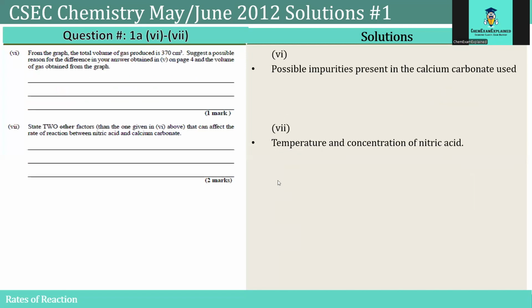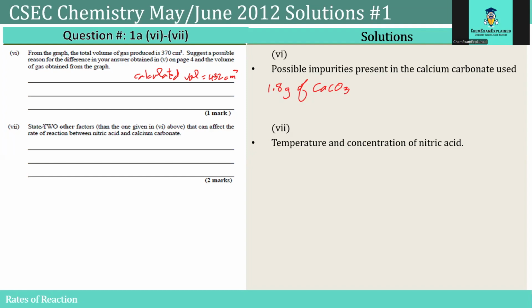So we are comparing the volume of 370 produced from the graph and the calculated volume of 432 cm cubed. You realize that from our calculation, we produced a greater volume of gas than that was produced from the graph. So we're saying that a possible answer for part 6 could be possible impurities present in the calcium carbonate used.